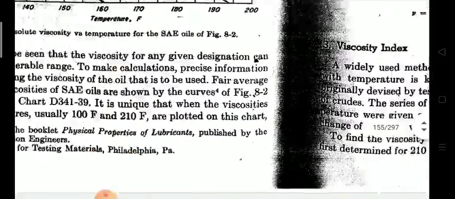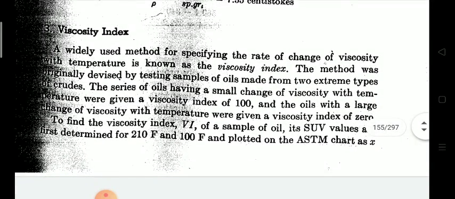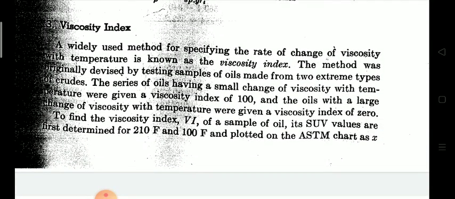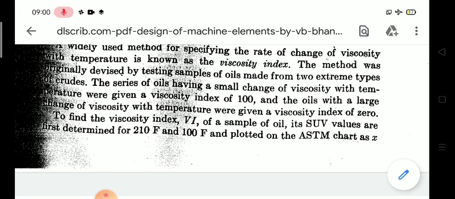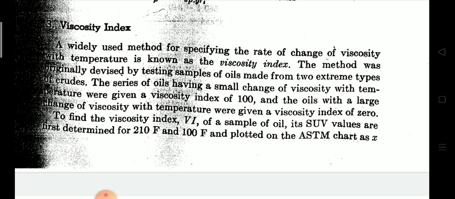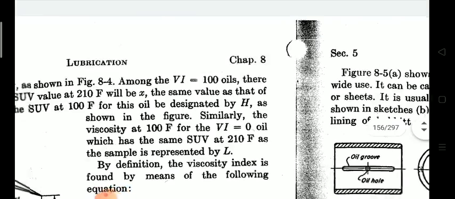Now we are going to study the viscosity index, a widely used method for specifying the rate of change of viscosity with temperature, right? Viscosity index means the rate of change of viscosity with respect to temperature. The method was originally devised by testing samples of oil made from two extreme types of crudes. The series of oils having small change of viscosity with temperature were given a viscosity index of 100, right?